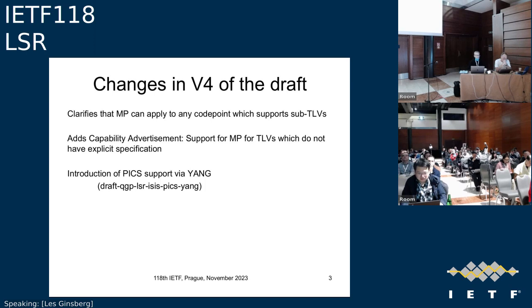So just updates in V4 of the draft. We put in some clarification that multipart can apply to any code point which supports sub-TLVs. That includes both top-level TLVs and sub-TLVs that themselves have a nested level of sub-TLVs. We added back a capability advertisement that indicates that an implementation has support for multipart TLVs, where the original RFC did not have an explicit specification of that. We'll discuss this a little more shortly. And we've introduced a companion draft to advertise what, at least in ISO speak, has been called protocol implementation conformance statements, to advertise what a particular implementation supports. Next slide, please.